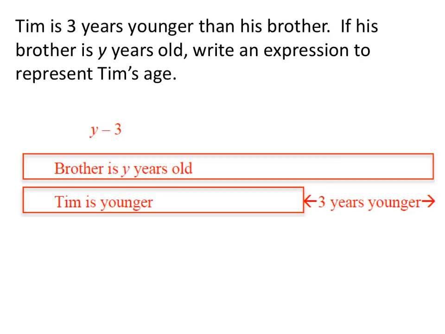Now, Tim is 3 years younger than his brother, right? And since it told us to use y as his brother's age, that's why it's y minus 3 there. Because we could look, if his brother, for example, was 10, then how old would Tim be? Even if you didn't have the model, even if you didn't have the expression, you would know that Tim is 7 years old, right? And that's because if his brother was 10, you would subtract 3 and get the 7, okay?